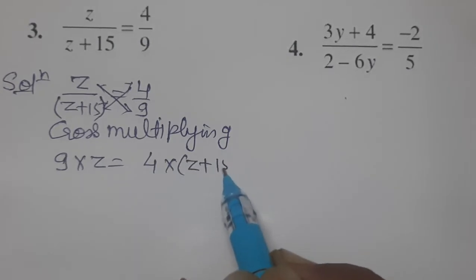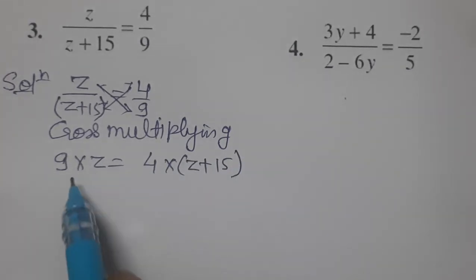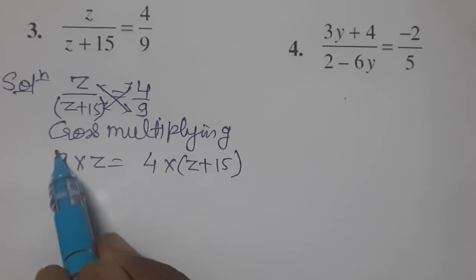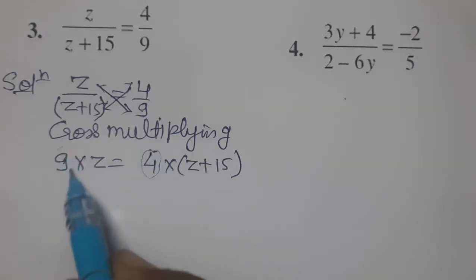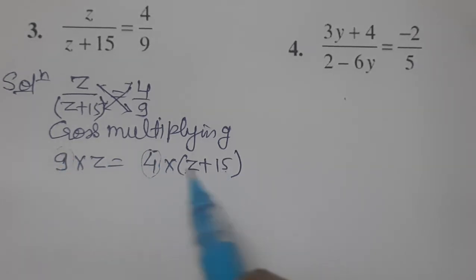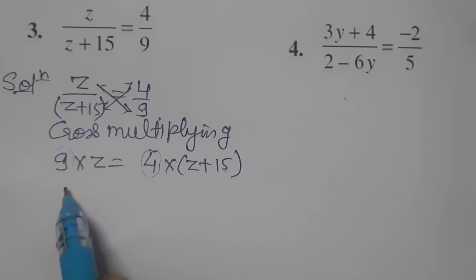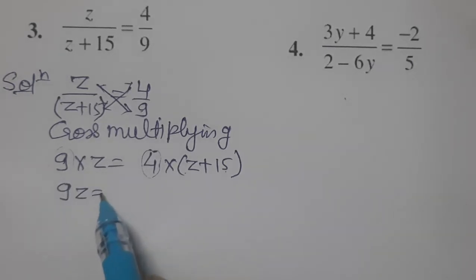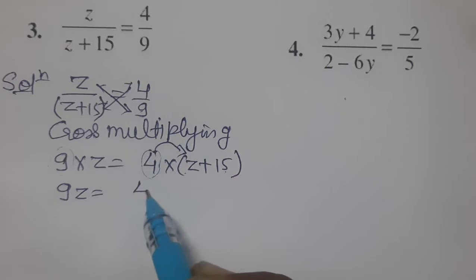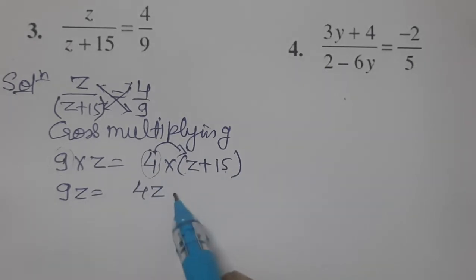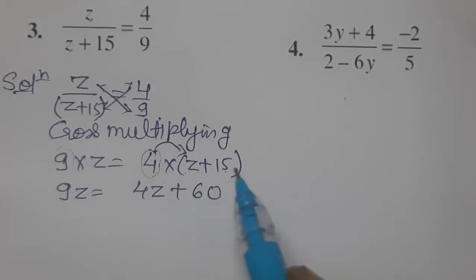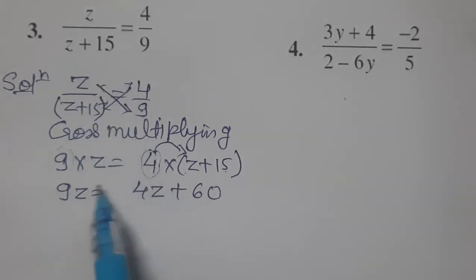And children, one more thing I want to tell you. Whenever you're multiplying, write the number part first, then write the expression part, so that you will not face any problem. So 9z, 4 into z, 4z, 4 15s are 60. So see children, again we have transformed this to linear form.